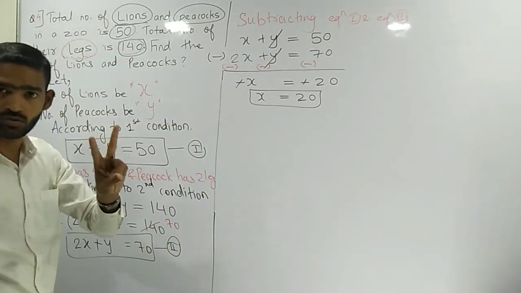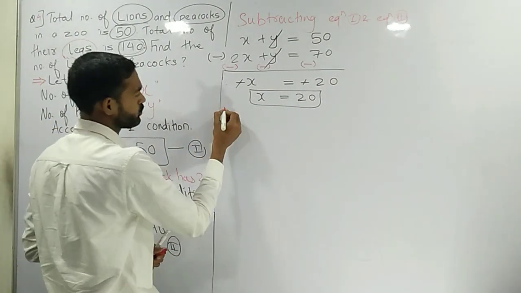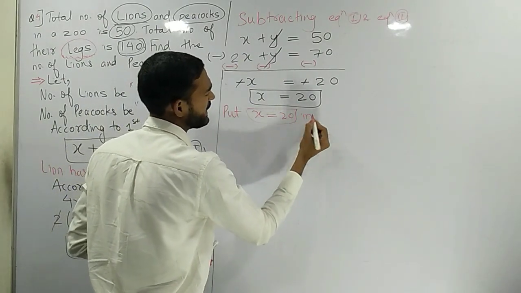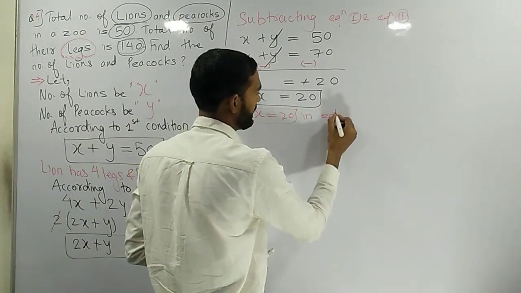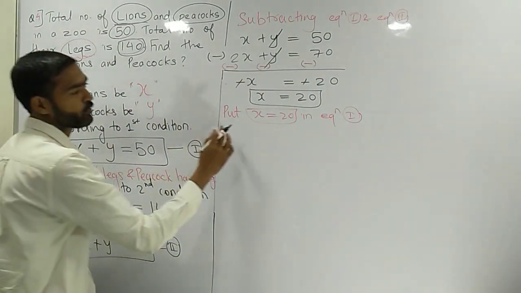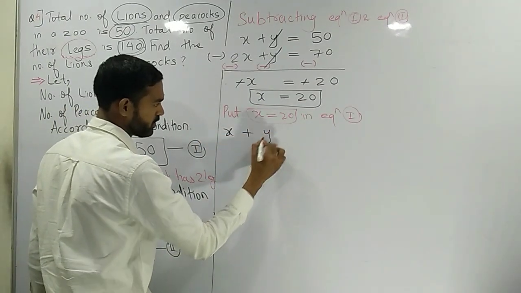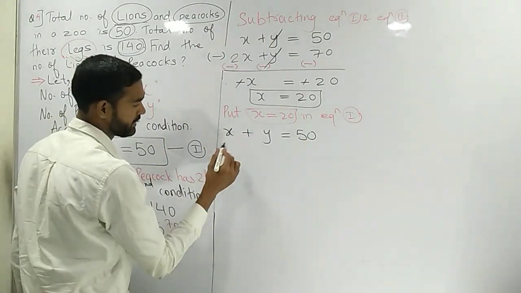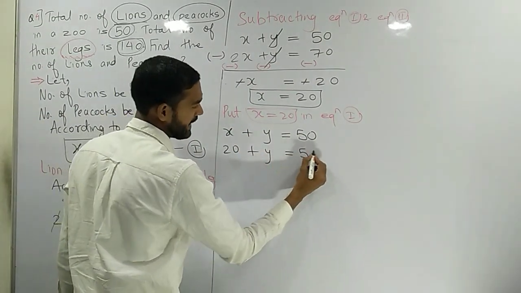But I need to find both lions as well as peacocks. So what we'll do? We can put this value. Yes. So we'll write here, put x equals 20. Where? In any equation, which one you want. Let's say we'll take equation number 1. So we'll write here, in equation 1. Now what we'll do? We will copy equation number 1 first. So equation number 1 is x plus y equals 50. Do we have x? Yes. I'll write here 20. Y, this we don't know. This as it is, 50.